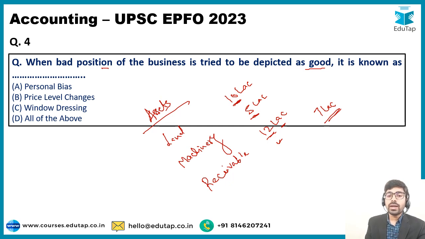Okay, so what we are trying to do, we are trying to do something, and this something is what is being asked in this question. Options are personal bias, price level changes, window dressing, or all of the above. Now you have to choose the most appropriate answer out of these. Some of you might be thinking that price level changes are not being reflected. Some of you might feel that personal bias is coming into the picture. But the most appropriate term that we use for this thing, when we try to depict our financial statement as good, but actually it is not that good, we try to show our assets at an inflated value, but actually the value is less. So this practice is referred to as window dressing. So correct answer to this question has to be option number C.